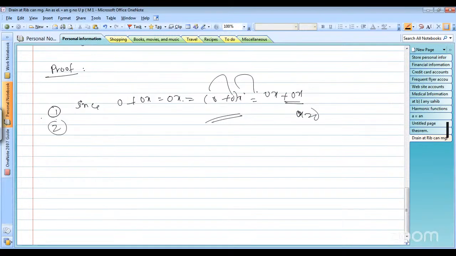The second condition: a0 = a(0 + 0), so a0 = a0 + a0, and we have a0 = 0. We have to multiply the same here.